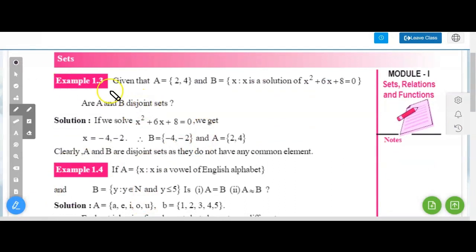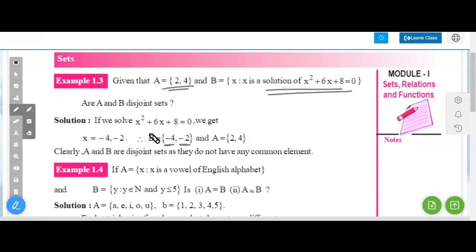Next is example 1.3. Given that set A has these elements and set B has these elements, are they disjoint? We have to find out. If you solve this one, you get 2 and 4 here. If you solve this one, for set B you will get -4 and -2. Solve it using the factorization method. You will get -4 and -2.